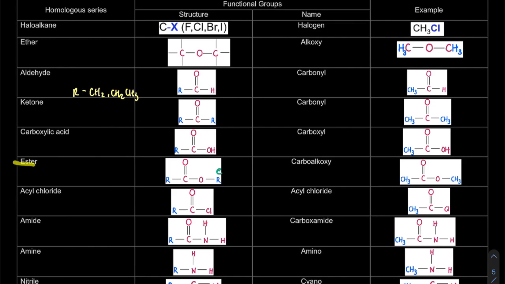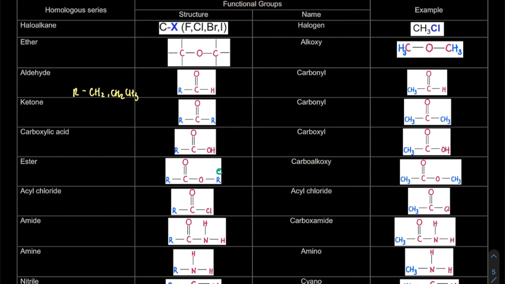Next is ester. So ester is the same as our carboxylic acid, but the difference is that instead of H here, we are going to substitute the H with R. R again, just assume it will be your carbon. So COC, but then it has an extra double bond O on your carbon. So the name of the functional group is carboalkoxy.